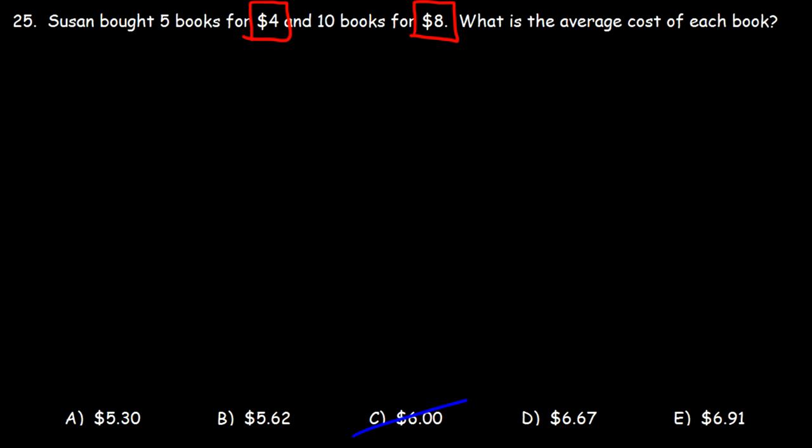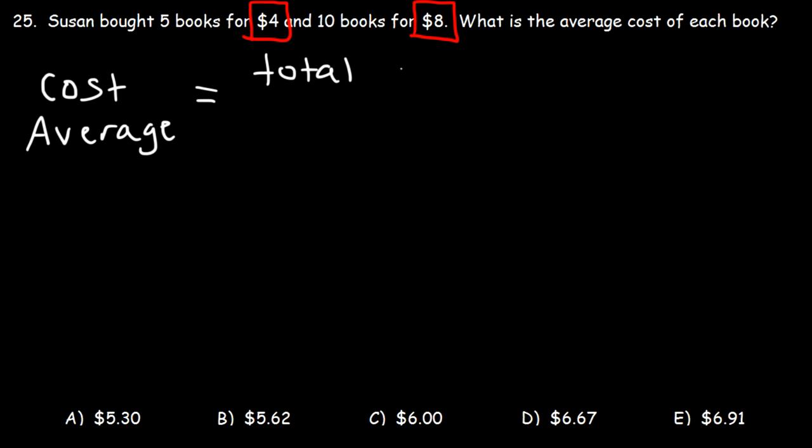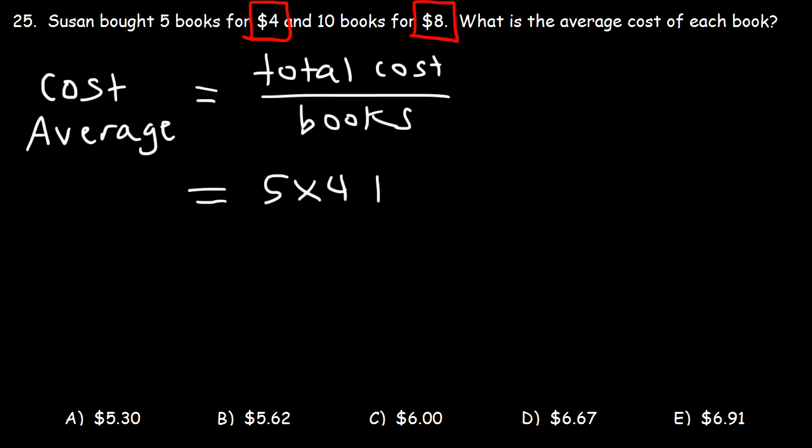Now let's go ahead and calculate the average price or cost of each book. The average cost is going to equal the total cost divided by the total number of books. So what is the total cost? The 5 books were going for $4 each, and the 10 books were going for $8 each. The total number of books is 5 plus 10, which is 15.